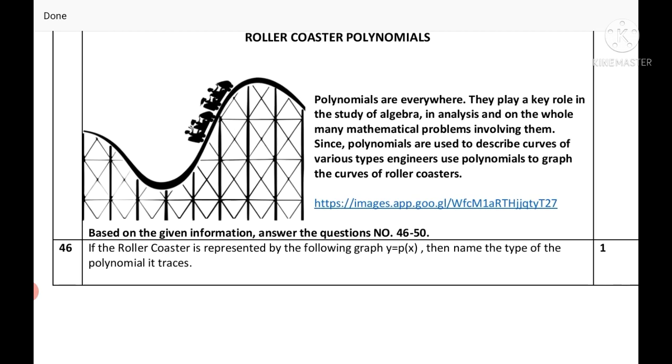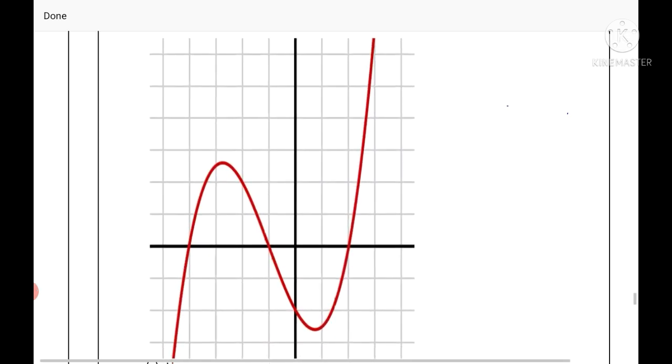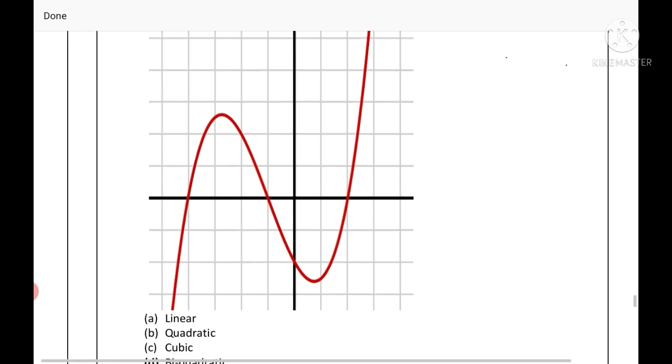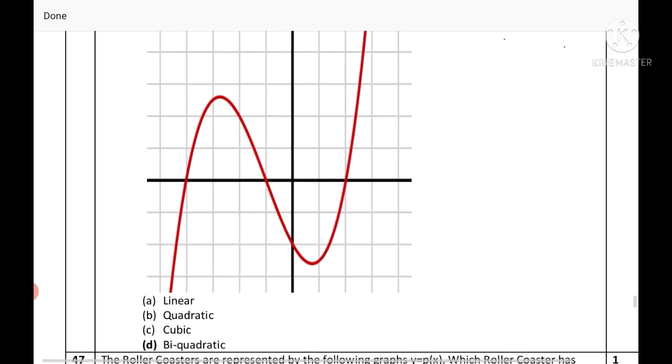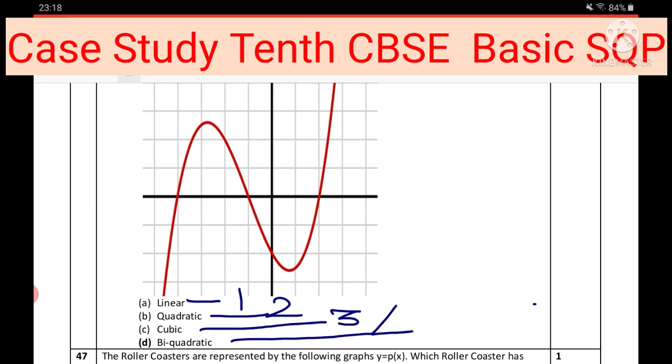If the roller coaster is represented by the following graph, then name the type of the polynomial it traces. Now this is the graph and we have to name the type of polynomial. Now options are linear, quadratic, cubic or biquadratic. Linear means degree 1, quadratic means degree 2, cubic means degree 3 and biquadratic means degree 4. Now here we have 3 zeros, so it will be cubic. Hence C is the correct option.